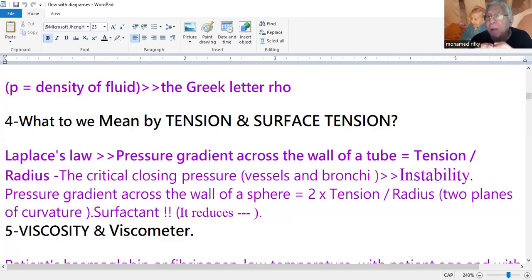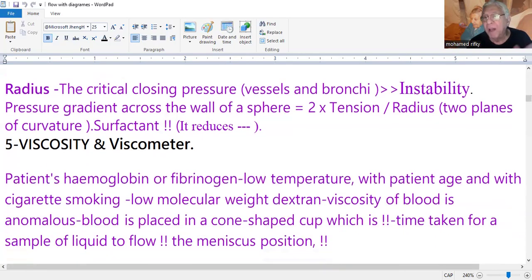But there will come a time where the relationship between both of them will be lost, and at that time we say we have a critical closing pressure. This is also correlated to the spheres. Suppose we have two alveoli. One of the alveoli is 200 micrometers and the other one is 100 micrometers.